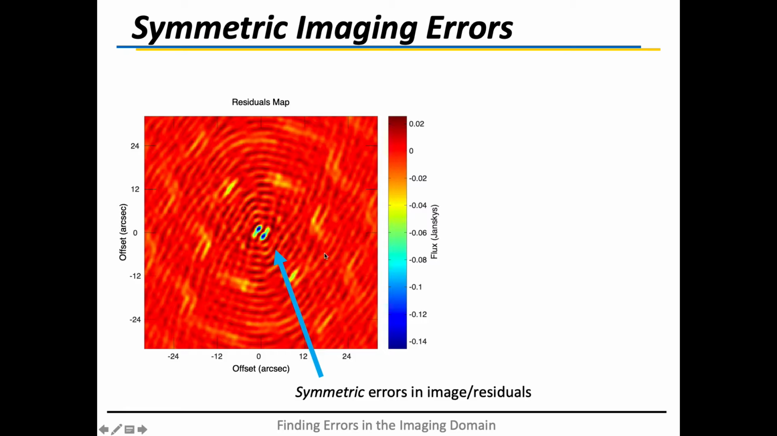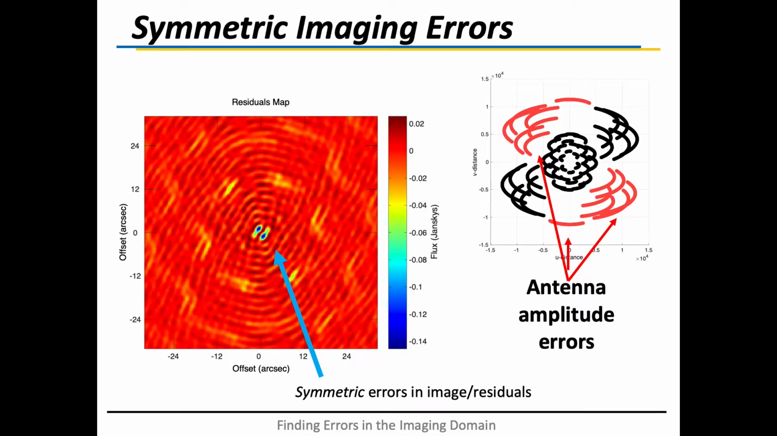It's percentages of the total flux, which with a Jansky source is quite a bit of flux to spill over into other places on the map. So what's going on here? Well, usually when you have symmetric imaging problems, it's pointing towards some sort of problem with amplitude. In this particular case, there is an error with the amplitude gains for a single antenna. So if you start seeing lots of symmetric errors, it might be that you have an amplitude calibration problem that you need to look at more deeply.